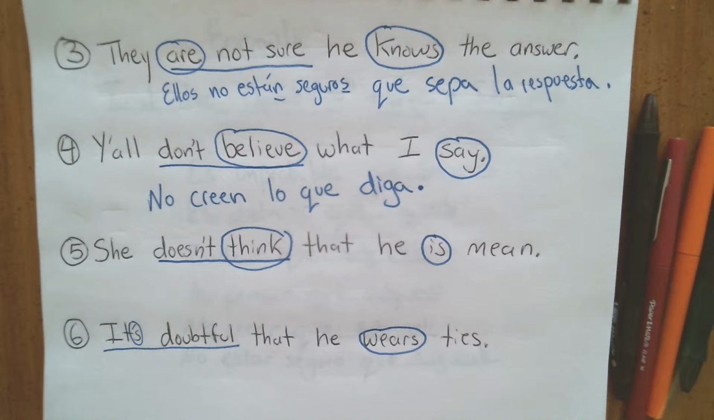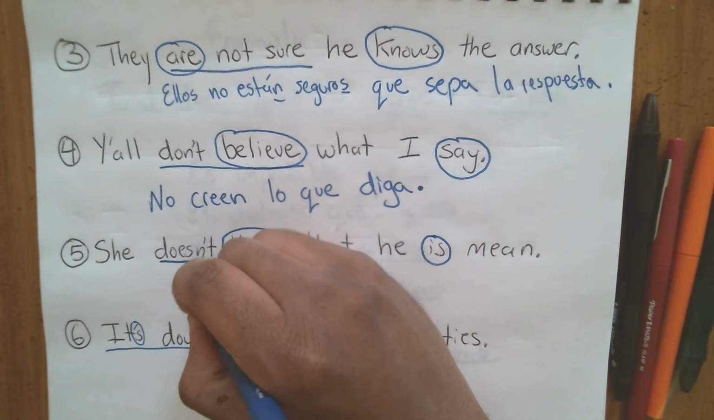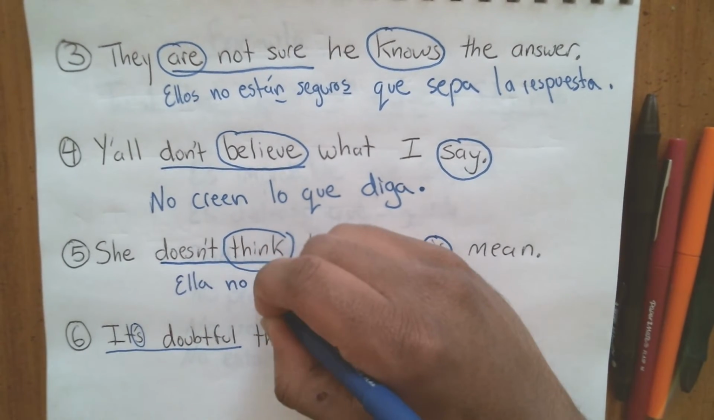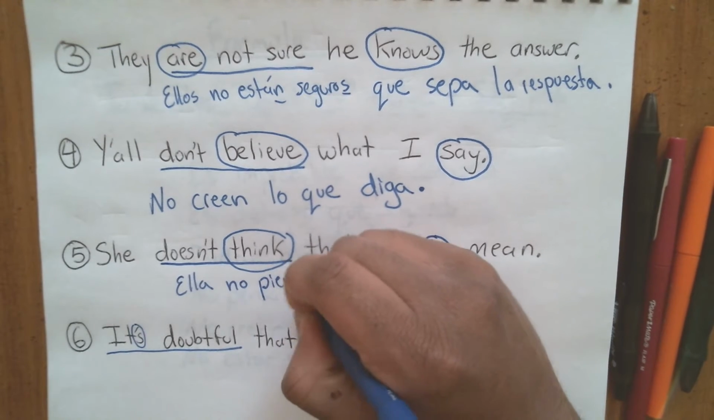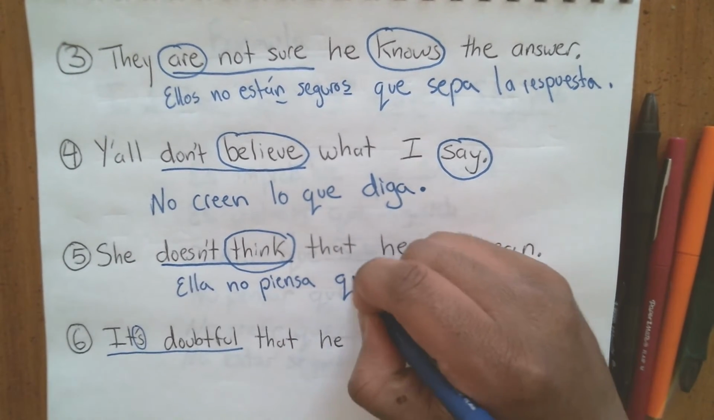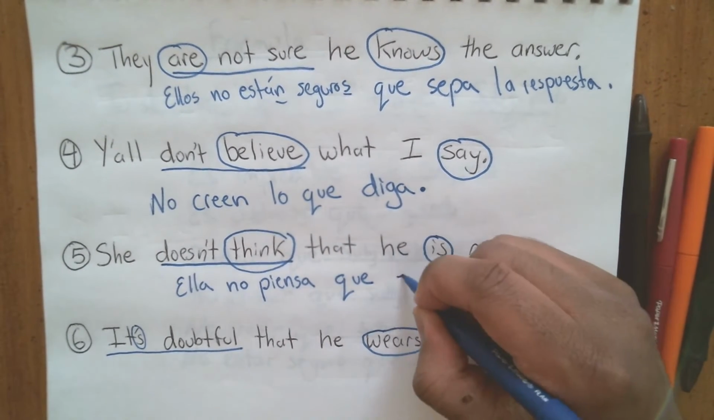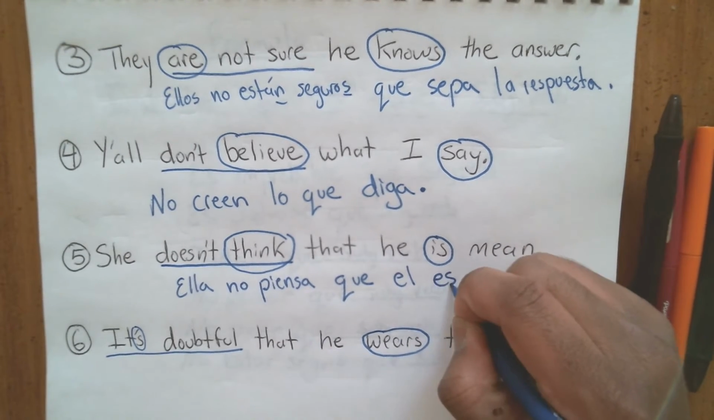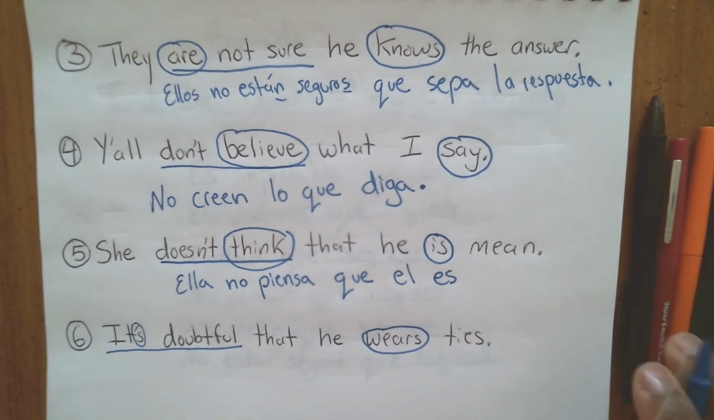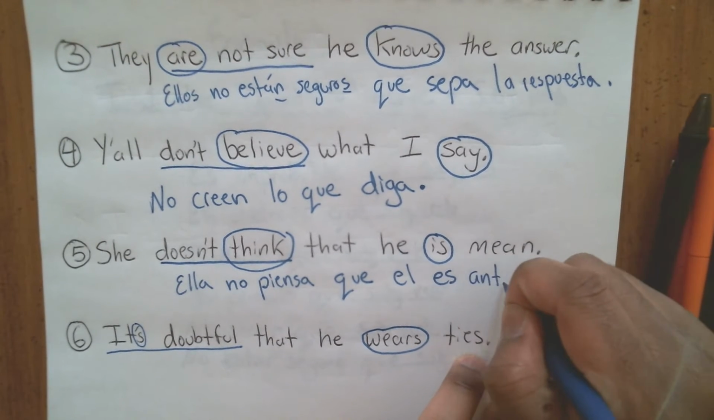She doesn't think that he is mean. Ella no piensa que él es antipático. That's actually how you say mean. Antipático.